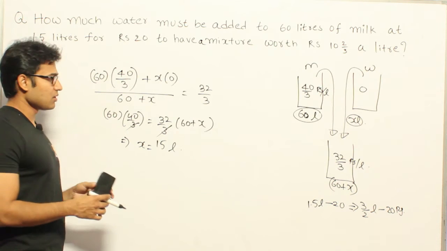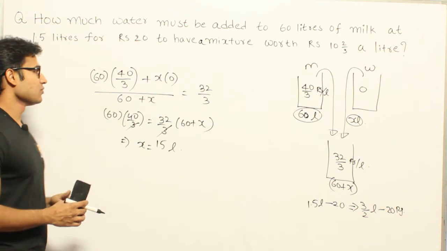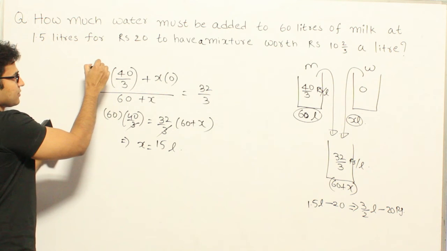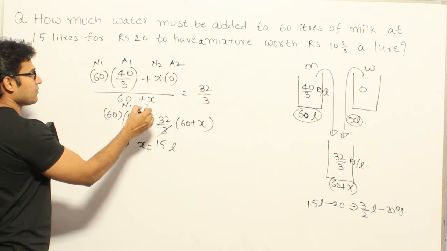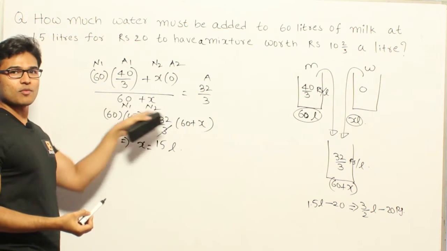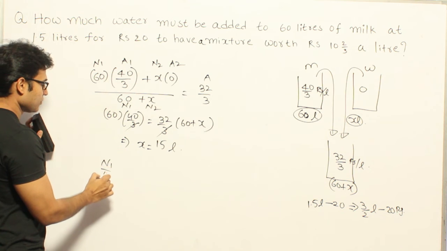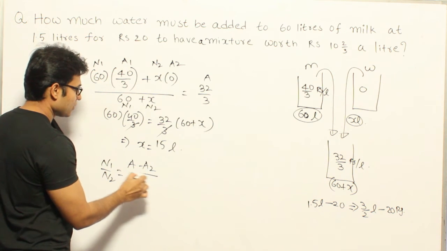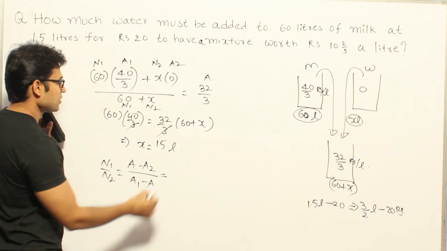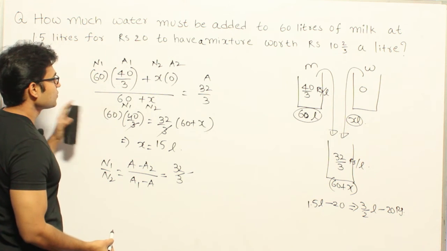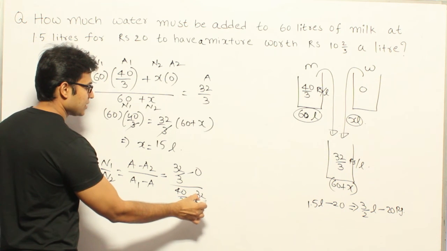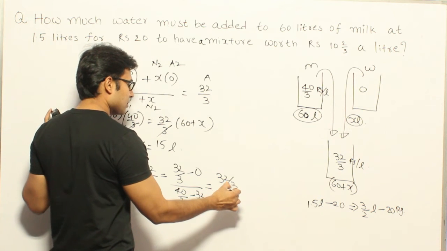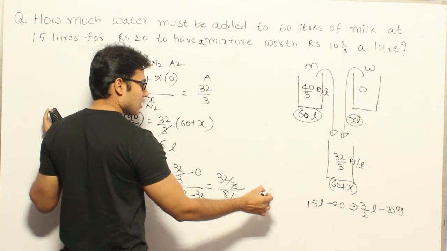Okay. Now since we are talking about alligations and mixtures, we can also see how to apply that alligations formula here. If you see this, it is in such a way that this one is N1 and this one is A1 and this one is N2, this one is A2, and this one is A. It is in that form. So we can write that N1 by N2 is equal to A minus A2 divided by A1 minus A. Now what is A minus A2? It is 32/3 minus A2, so A2 is 0, divided by A1. So what is A1? 40/3 minus A, which is 32/3. So it is going to be 32/3 divided by 8/3, right? So it is going to be 4:1.